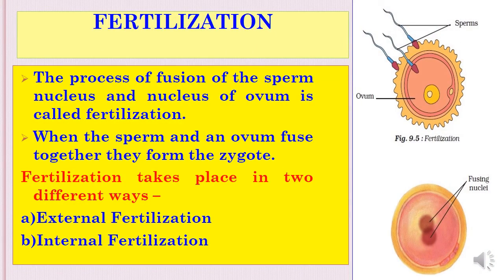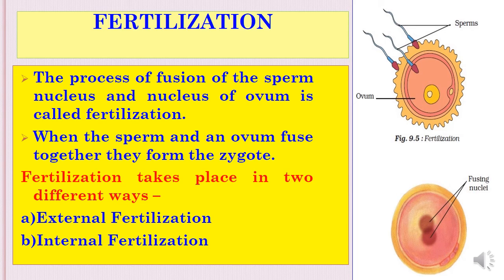Now I am going to discuss the process of fertilization. The very first step in the process of reproduction is the fusion of a sperm and an egg. When a sperm comes in contact with an egg, one of the sperm may fuse with the egg. Such fusion of the egg and the sperm is called fertilization.